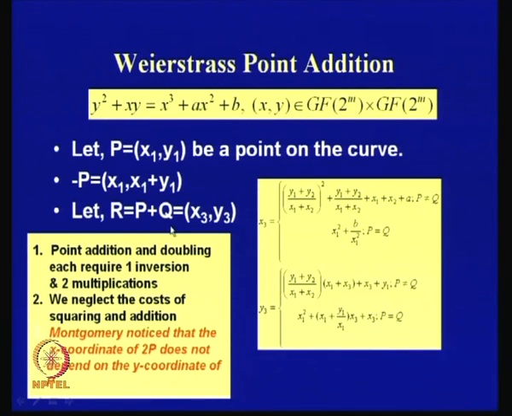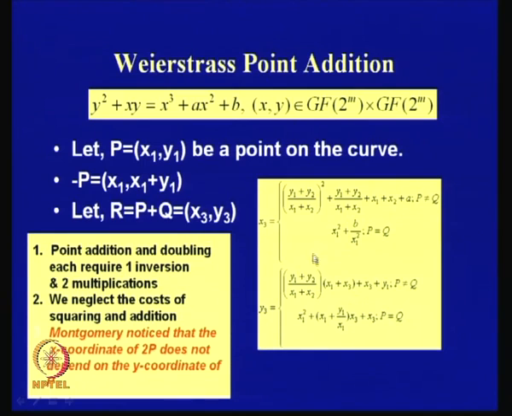Now I want to add these two points, P and Q, and store the result in the register R. Note that point addition and doubling each require one inversion and two multiplication operations. In the addition equation you need 1 by (x1 plus x2), which is one inversion, and you multiply it with (y1 plus y2). You also need to multiply with (x1 plus x3), which is one more multiplication. Note that multiplications with constants and squarings are neglected, because we believe we can do them without multipliers.